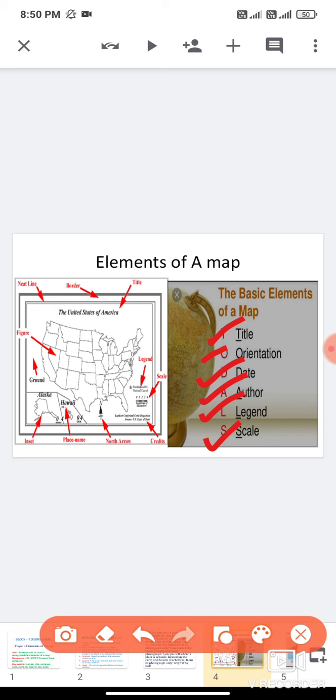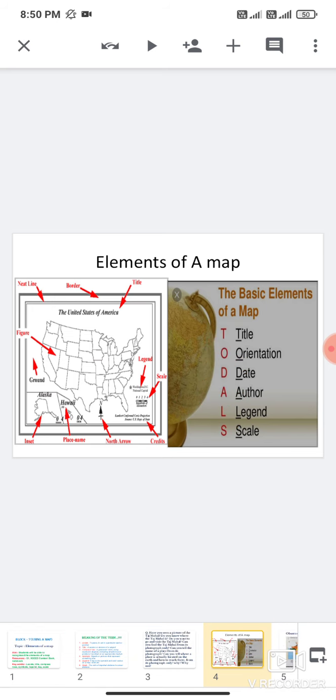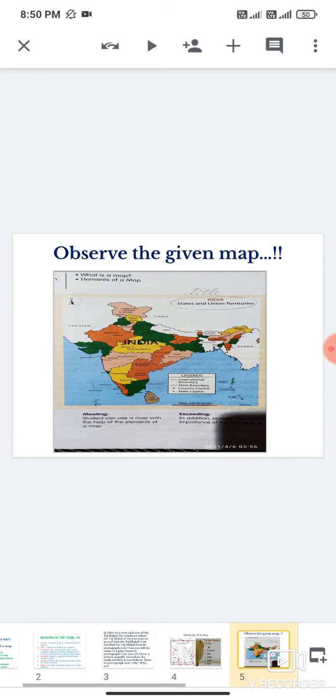In order to study a map, you will need the title, the legend, the scale, and orientation. Everything you will need, and even the directions. All these are very important points to remember while reading a map. Now I'll just show you one more picture, that is the map of India. Observe the given map. What are the elements of a map? This you have to observe carefully.